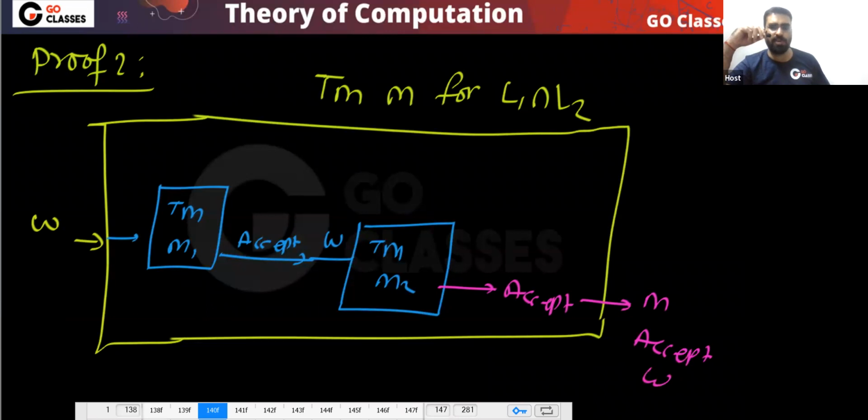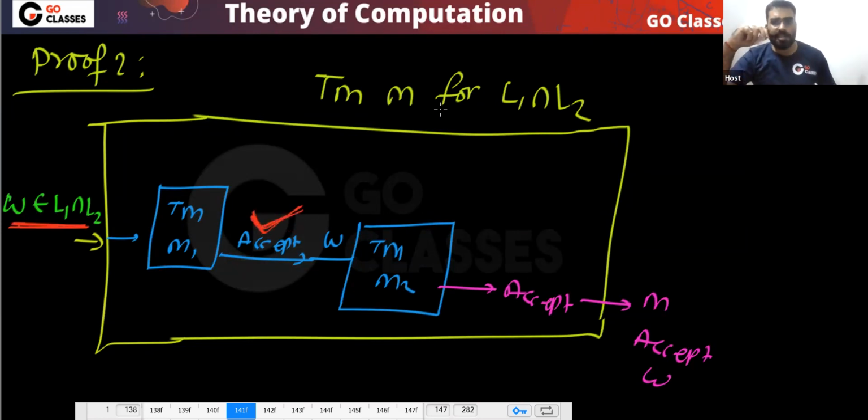Will this method work? Tell me, will this method work? Definitely this method will work. Can you notice? If W belongs to L1 intersection L2, what will happen? This will definitely happen or not? Agree? Can you see? Very interesting.